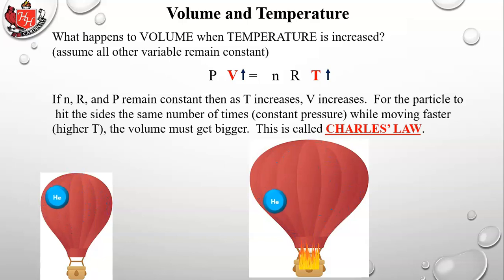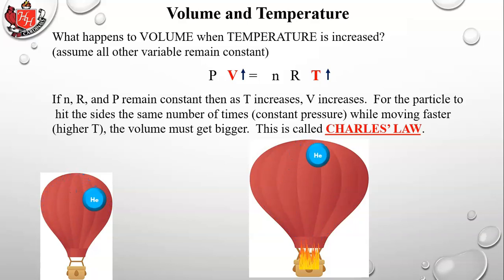So think about that. You got the same number of particles there, one on one, or just think of that as 1 mole, 1 mole. That's N. R never changes. R is a constant. And the pressure is going to stay the same. The pressure is going to be constant in both of those balloons. That means each of those He atoms has to be hitting the side the same number of times. And if you count, they both are. They're both hitting the sides about 4 times every 2 seconds.